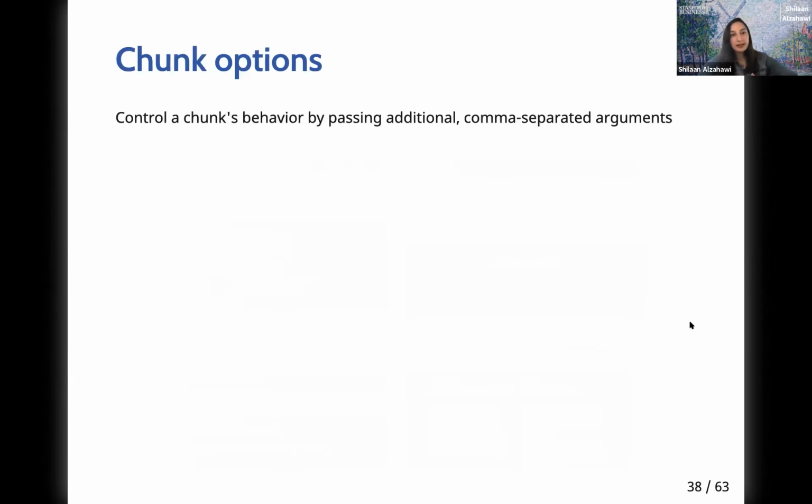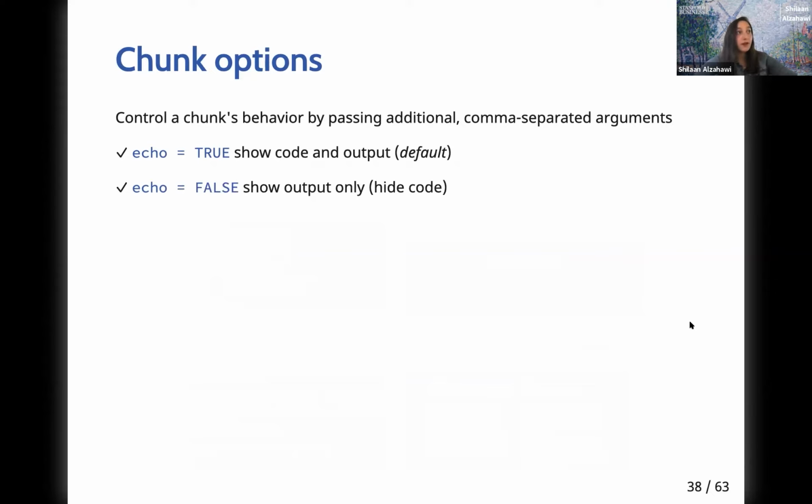So like I said, the chunk options allow you to control a chunk's behavior by passing additional comma separated arguments. If you write echo equals true after R pressure, for instance, you write comma and then echo equals true, then you will show your code and your output in the generated document, in the knitted document. And this is the default. Now, if you set it to false, then you will only show your output and hide your code.